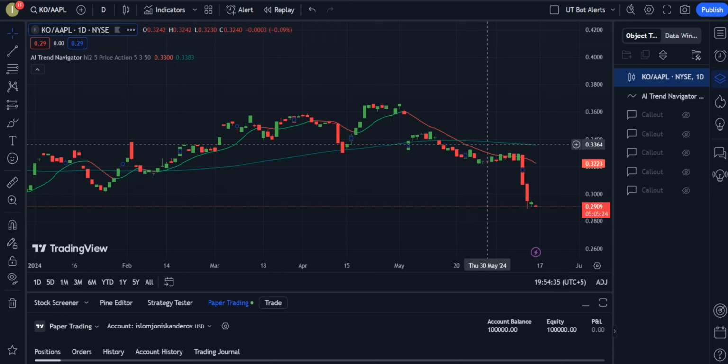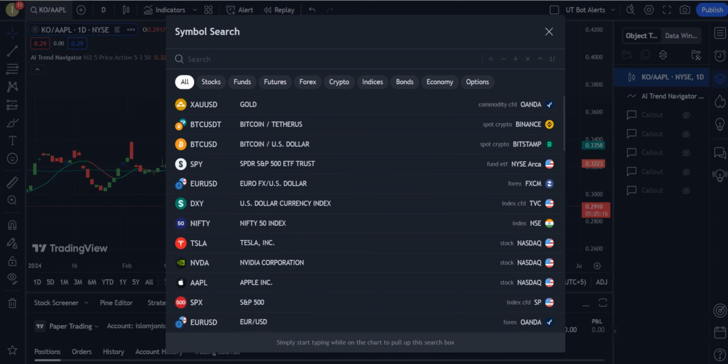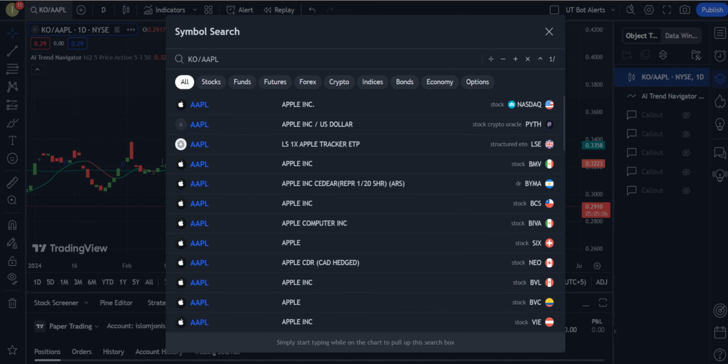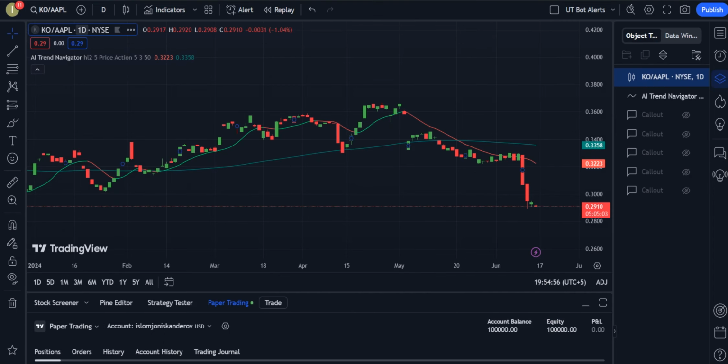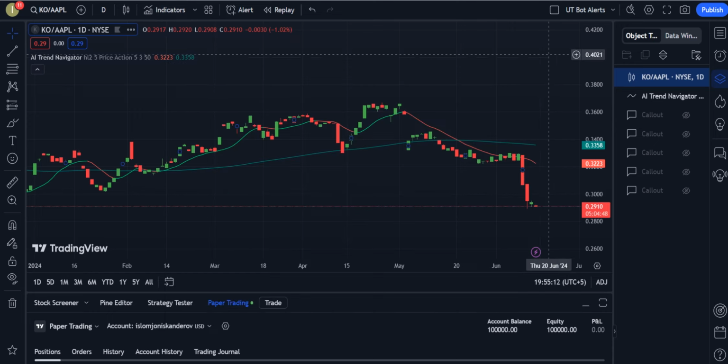stock. To find this asset, we would click on the simple search, and we would type the ticker symbol for Coca-Cola divided by the ticker symbol for Apple, which is AAPL, and we would just click enter and it would come up, and it came up right here. We would use the one day time interval, and the indicator that we would use is the AI Trend Navigator. We would type the name of it, AI Trend Navigator by Zyman. We would click it and it would come up here.